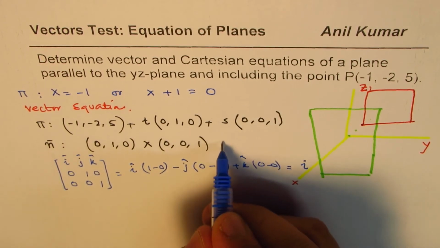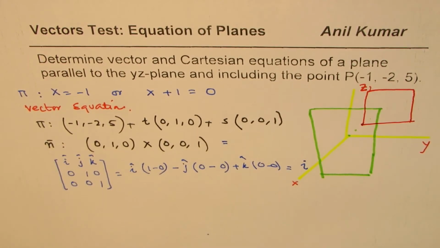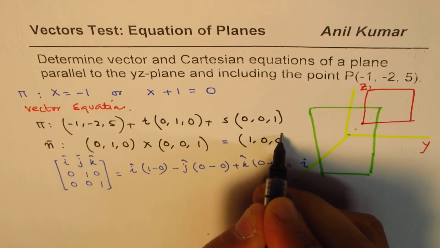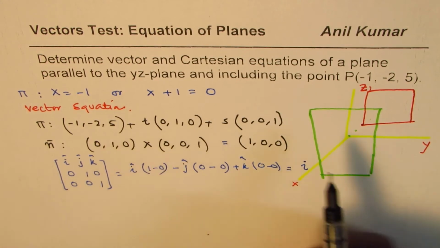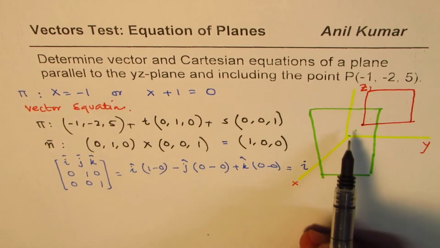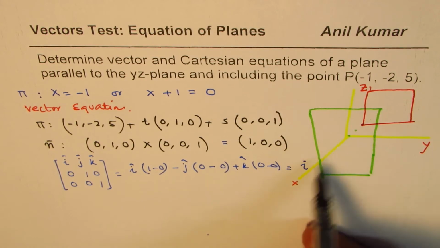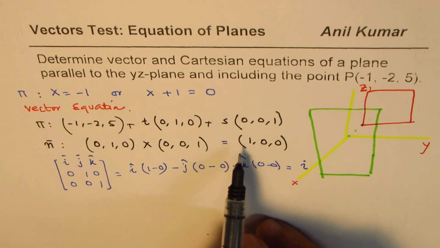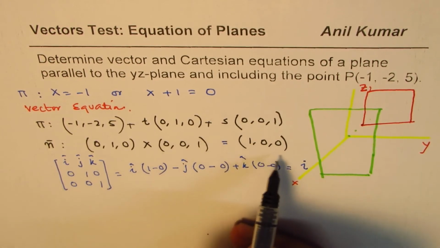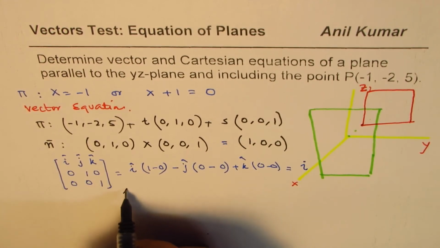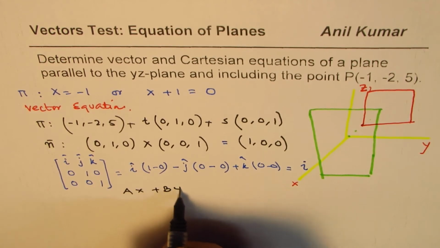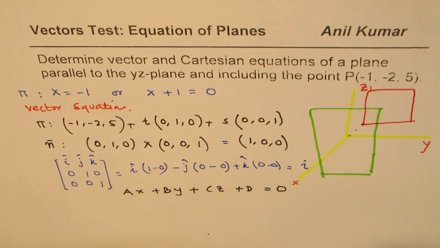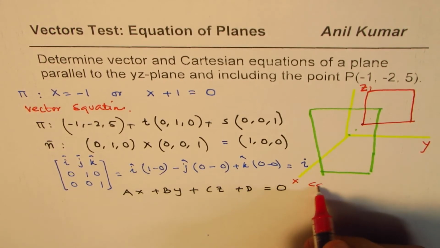So the normal vector here is 1, 0, 0. When you cross multiply these two, of course, when you multiply J and K, you get X. So it makes sense, common sense. That becomes your normal vector. And from here, the Cartesian equation is Ax plus By plus Cz plus D equals to 0. This is the Cartesian equation.